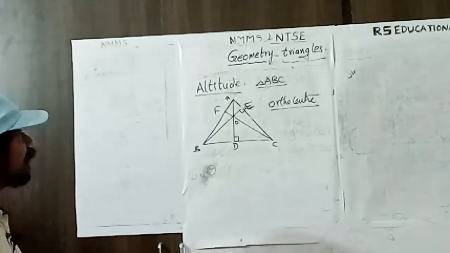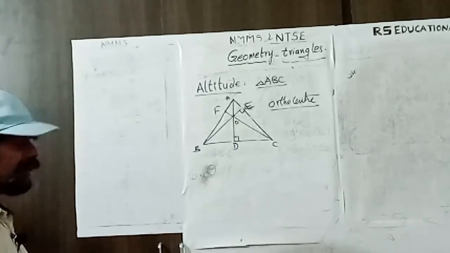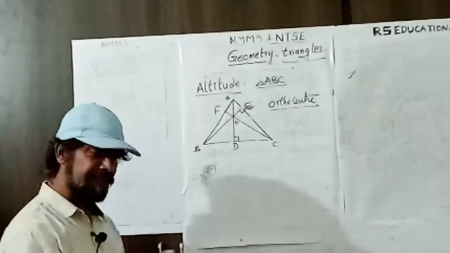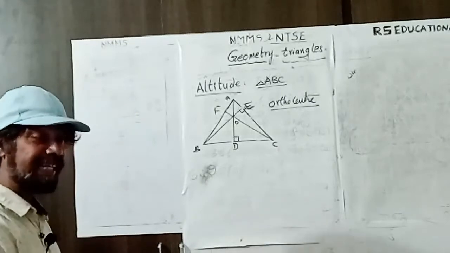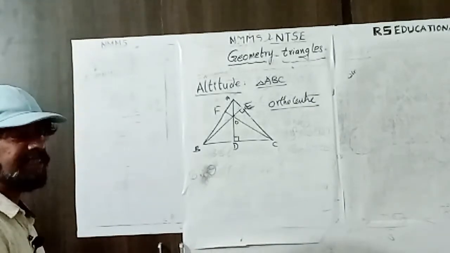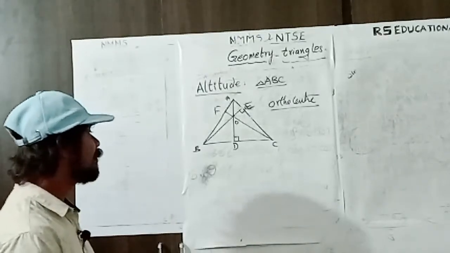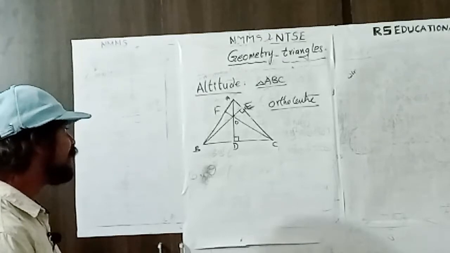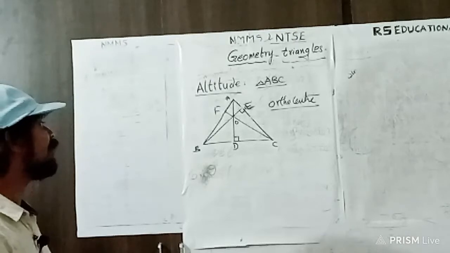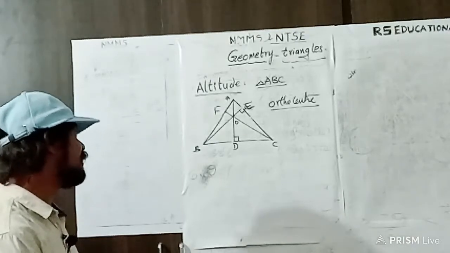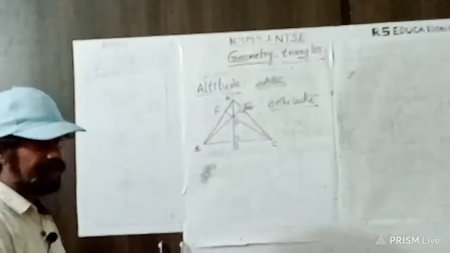So the orthocenter is the point of concurrence. Concurrence means if more than two lines are going through the same point, then those lines are called concurrent lines, and that point is called the point of concurrence. Here the three altitudes AD, BE, CF pass through the same point O. That's why O is called the point of concurrence, and that point of concurrence of the altitudes is nothing but the orthocenter.